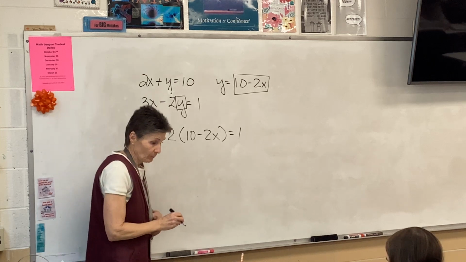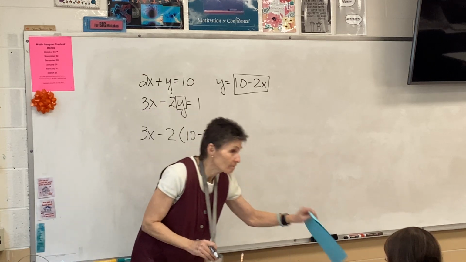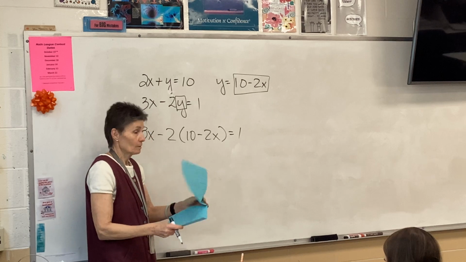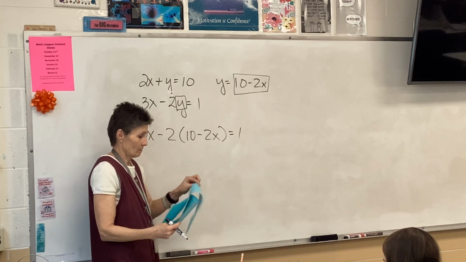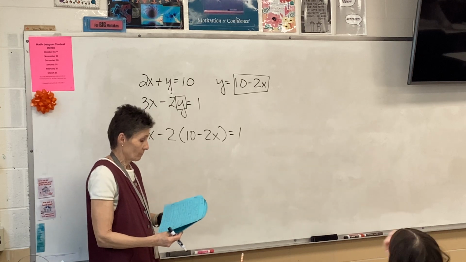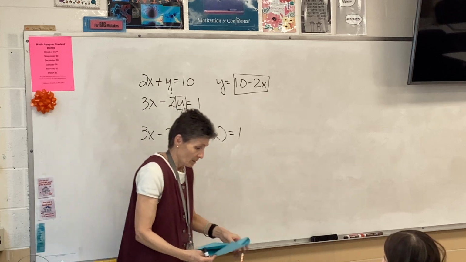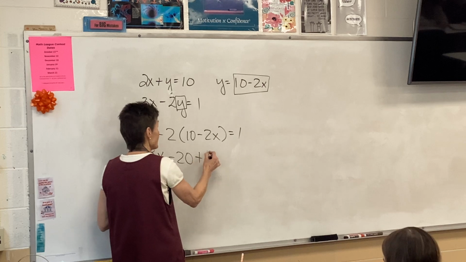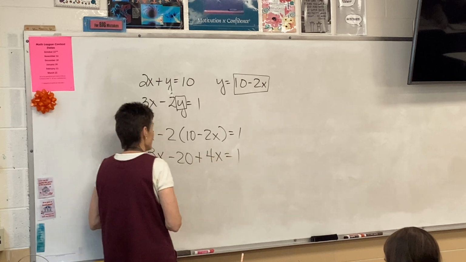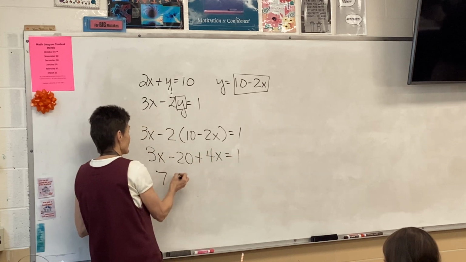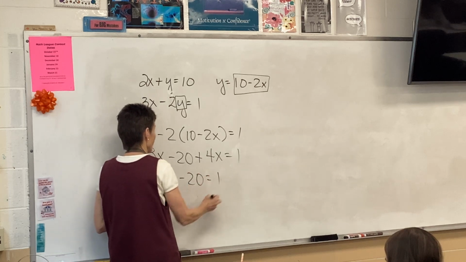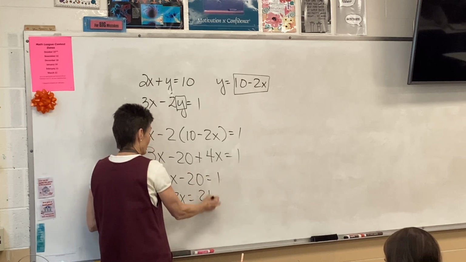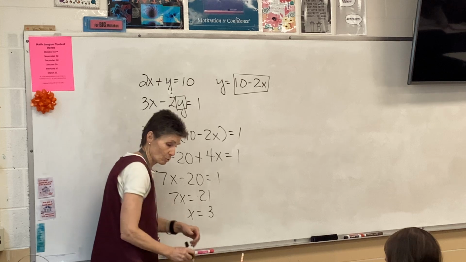Then what do I do? Distribute. So I'll have 3x minus 20 plus 4x, watch your signs. So 7x minus 20 equals 1. Did you get x equals 3?